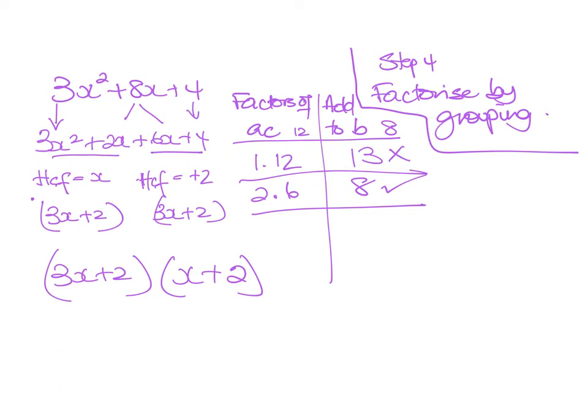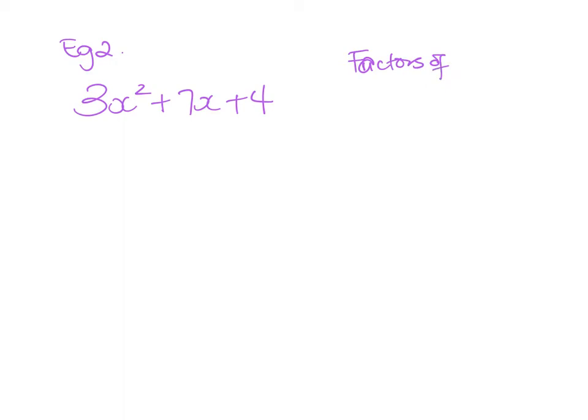I will do one more example for you. Okay, example 2. What if we had a problem that looked like this? 3x squared plus 7x plus 4. So we know that we're going to look for factors of AC that are going to add to B.